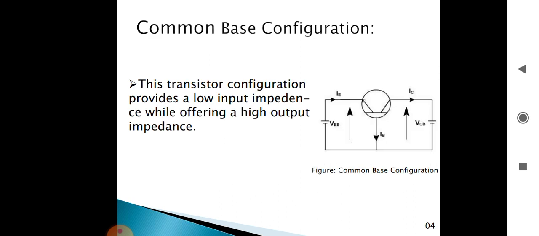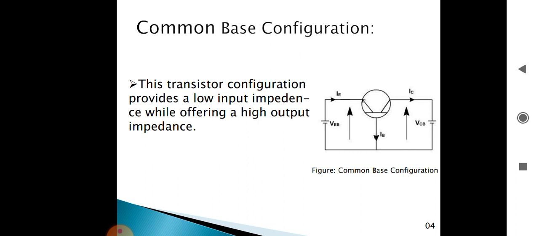Now, if we make the base terminal common, then it is called a common base configuration. If we make the emitter terminal common, then it is a common emitter configuration. If we make the collector terminal common, then it is a common collector configuration. On your screen you can see that the base, the middle terminal, is made common. The common base configuration of NPN and PNP transistor is also given in your handwritten notes.